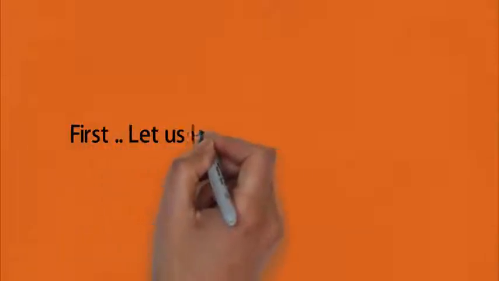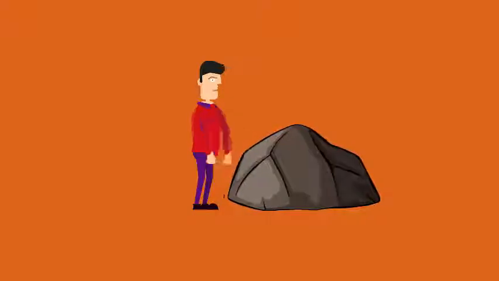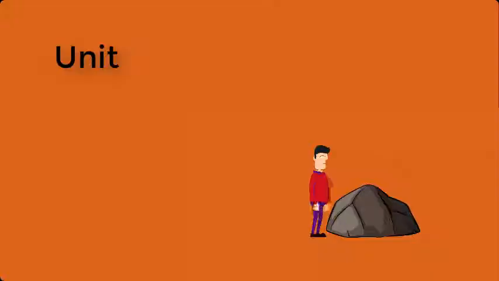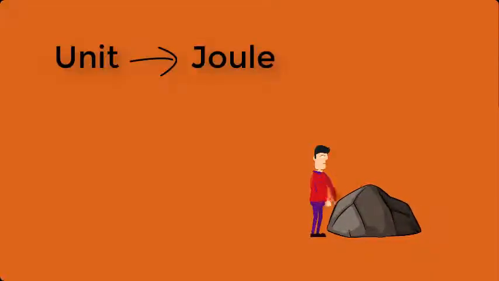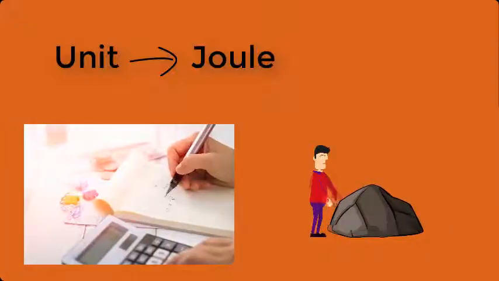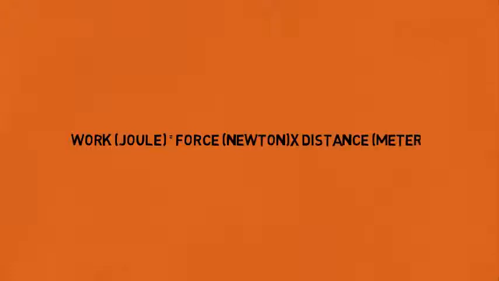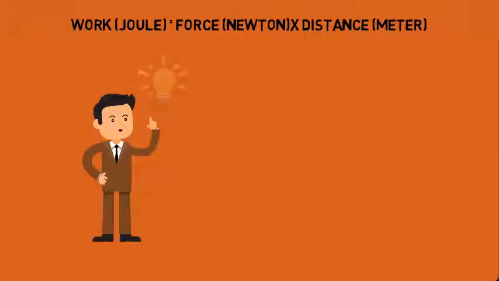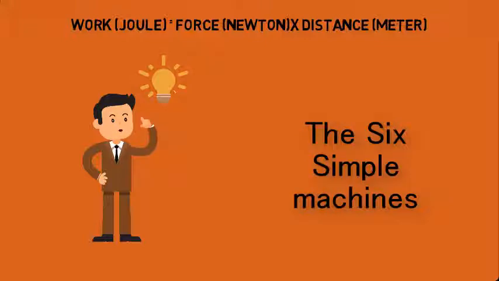First, let us introduce some concepts. Work is known as the energy needed to move an object. Its unit is joule, and it can be calculated through the following equation. Work in joule equals force in Newton multiplied by distance in meter. Please keep in mind this equation, as we will be back to it very soon after reviewing the 6 simple machines.